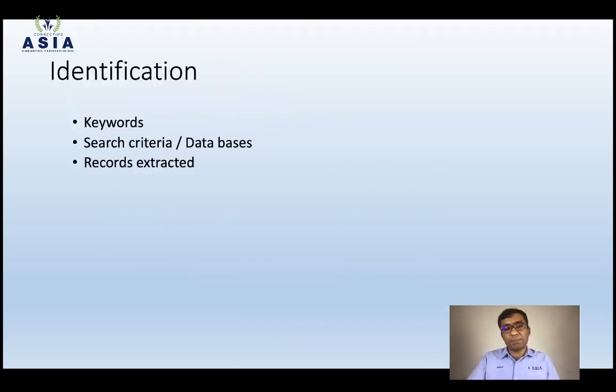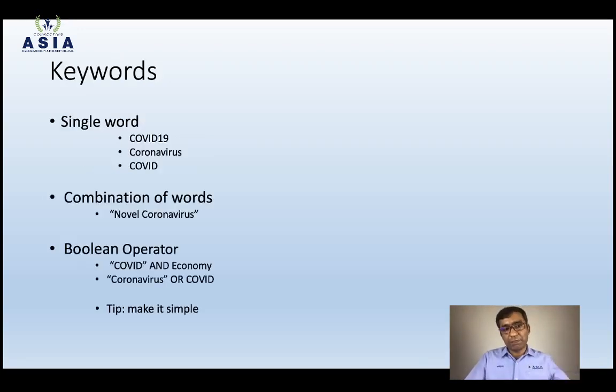Now let's do some practical work, on how we do identification. For us, I divided my keywords very simply: COVID, coronavirus, COVID-19. Remember the keywords can be a single word or a combination of words, and most importantly, you need to use Boolean operators. Sometimes we are interested in articles published on COVID and economy, or coronavirus or COVID. So AND and OR can be utilized for different types of searches. I will show you how they are different in the research.